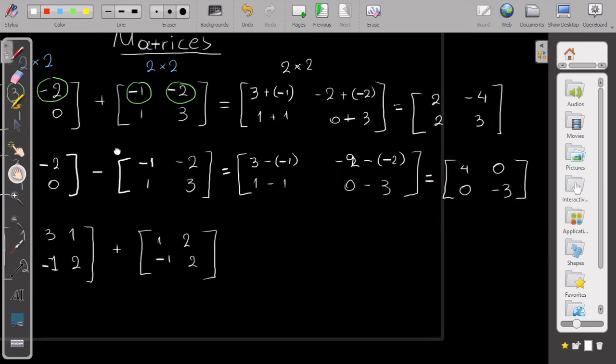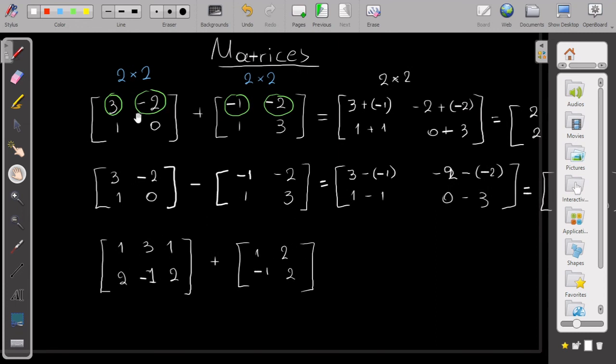Now in the last case here, this matrix is 2 by 3, it has 2 rows, 3 columns, and this one is 2 by 2. Can I add these matrices? No, it's impossible to add them because they don't have the same dimensions.